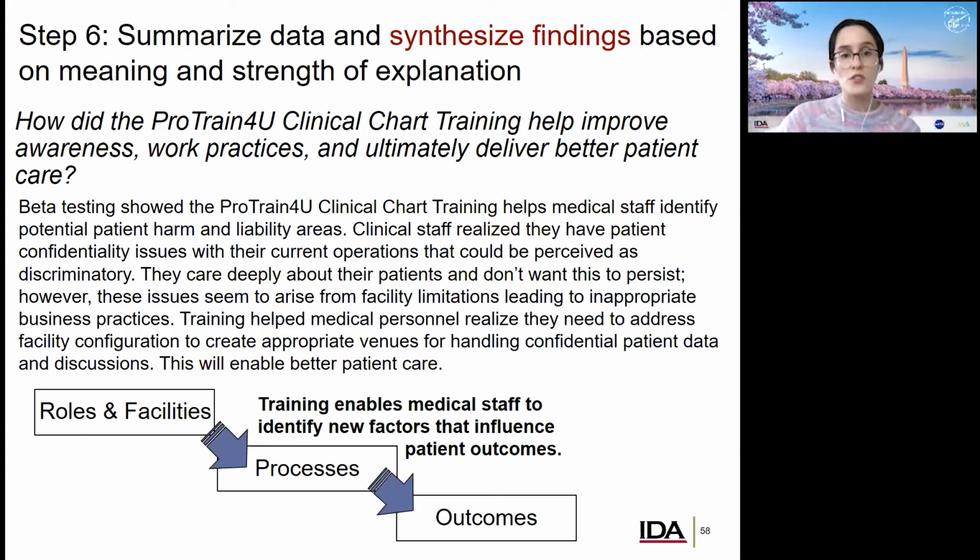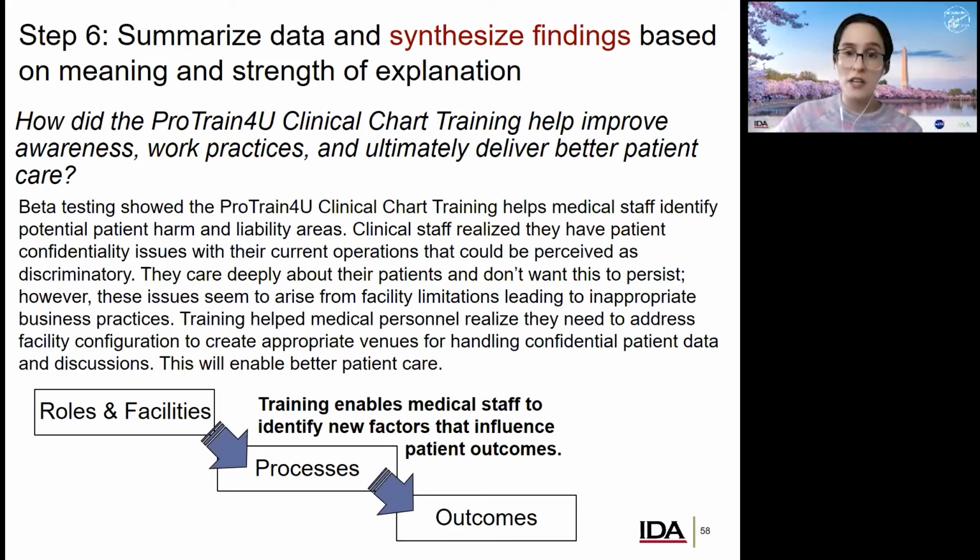So our first research question in the ProTrain4u example was whether the clinical chart training helped improve awareness, work practices, and ultimately deliver better patient care. So here's an example of how we might summarize our findings from the data. And just due to time, I'm not going to read the paragraph here, but this is one particular way that you move through the process of identifying different themes in your data, graphically depicting it with quotes, and then providing a summary in the form of a paragraph or maybe a couple of paragraphs based on what you've found.